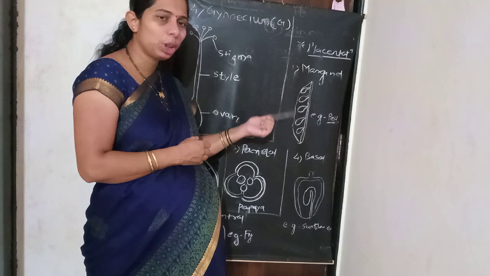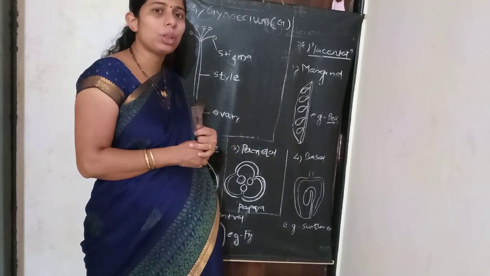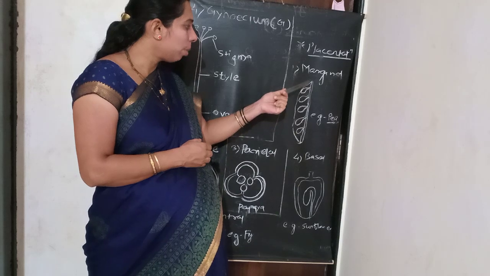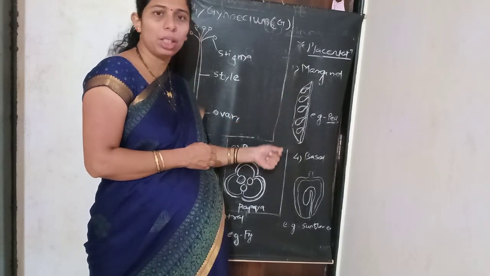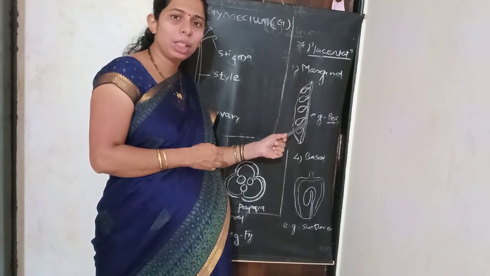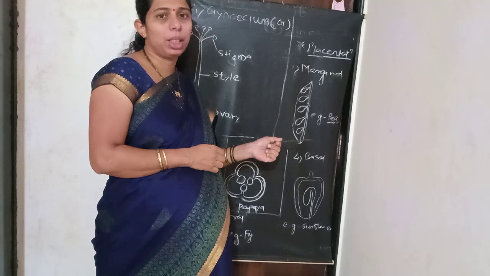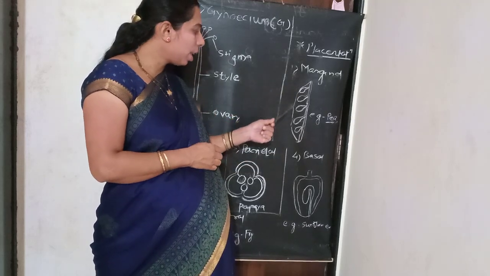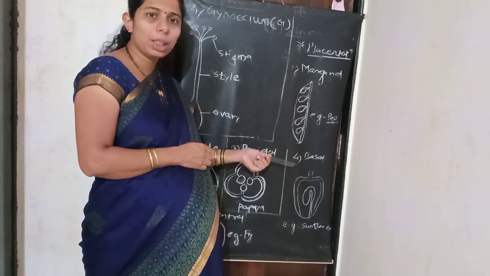So first one, marginal placentation. Marginal placentation means the ovules are arranged at the fused margin. It is called marginal placentation. And here a single locule is present. Single locule. एकच चेंबर प्रेझेंट आहे.